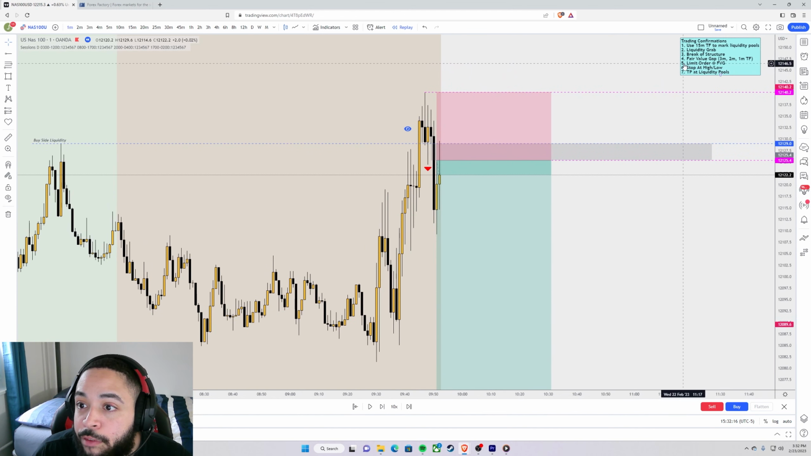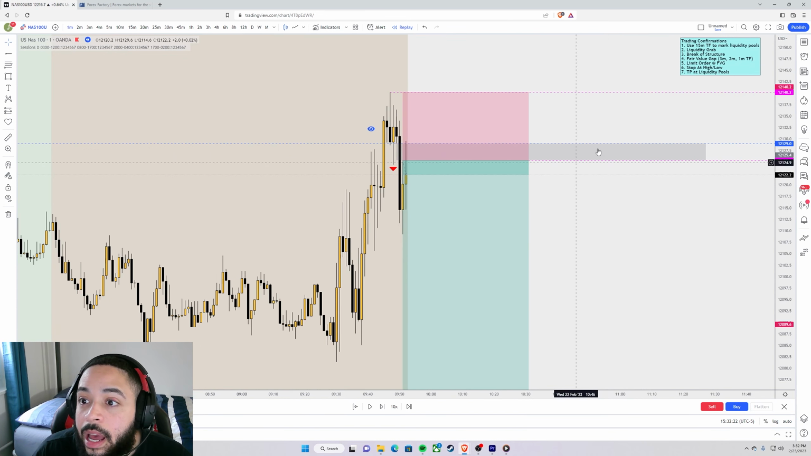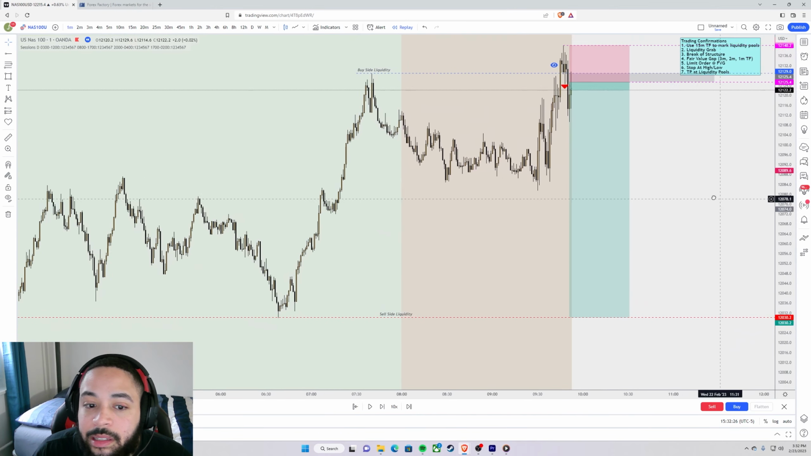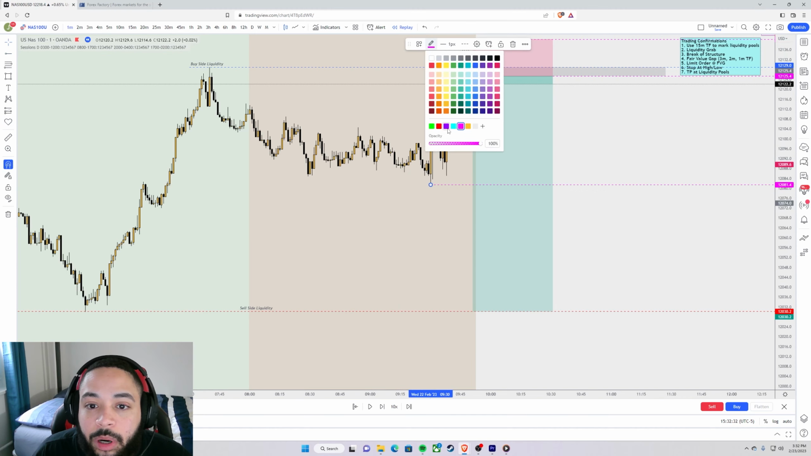You see confirmation number 5, limit order at fair value gap. That's what we did here. You can market execute, whatever is your preference. And now we just ride price. Since we took a sell position, we just want to mark targets. Here, I like to mark my targets in purple.